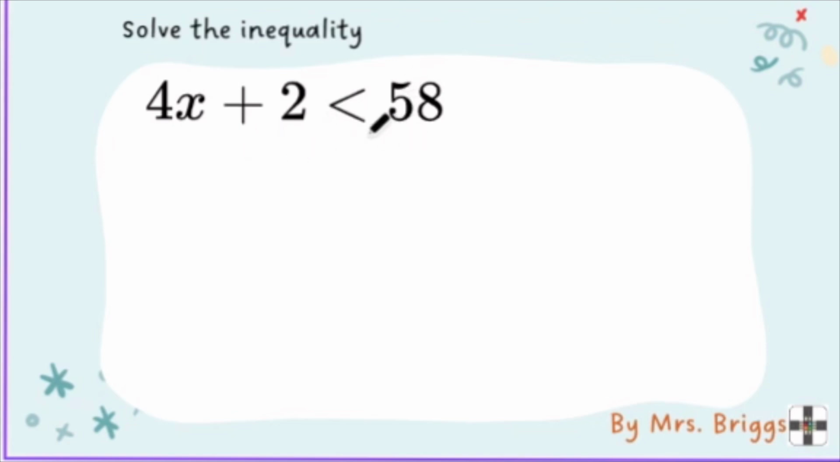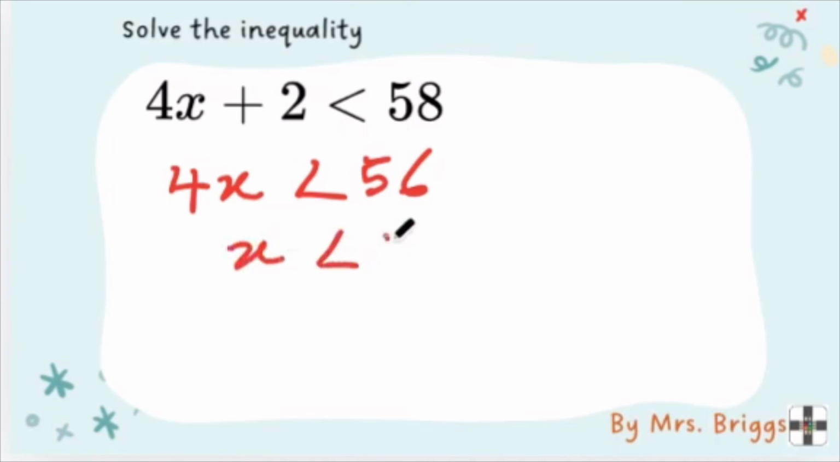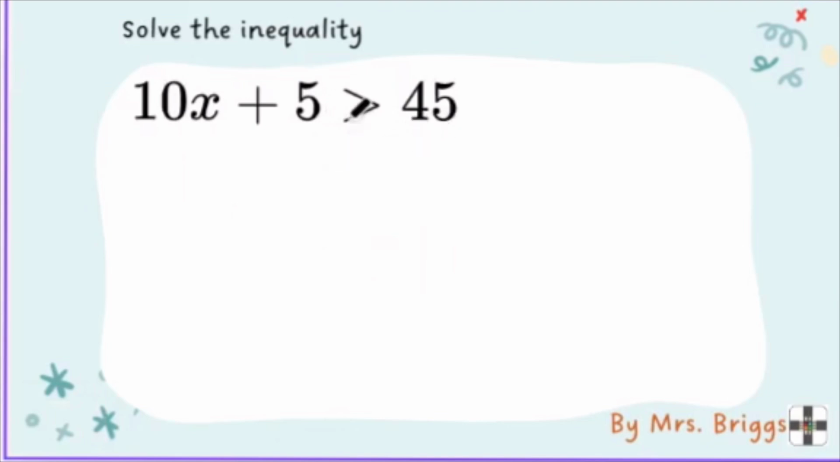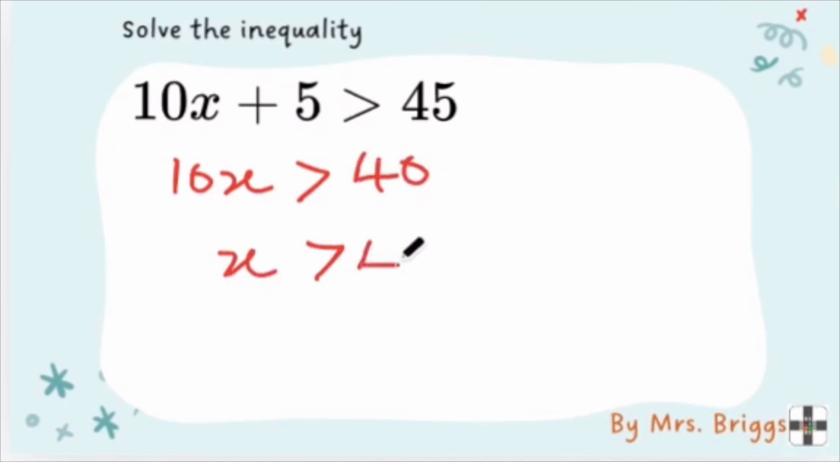4x plus 2 is less than 58. I'm going to subtract 2 from both sides, and I will have 4x is less than 56. And if I divide both sides by 4, then x would be less than 14. We have 10x plus 5 is greater than 45. If I subtract 5 from both sides, I'll have 10x is greater than 40. And if we divide both sides by 10, then x would be greater than 4.